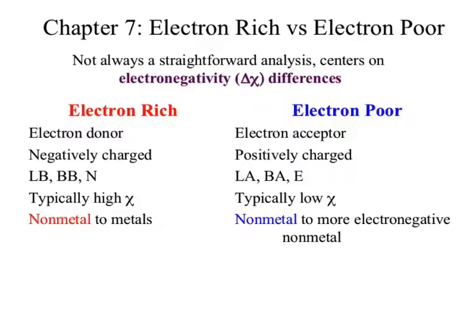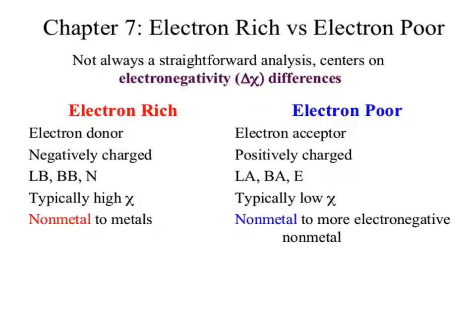We're largely looking at differences in electronegativity. If I have an electron-rich atom, it will by definition be an electron donor. Okay? What atoms are electron donors? Well, typically things that have negative charges are good electron donors. That would be your Lewis base, your Bronsted base, and your nucleophile. The electron-rich atoms are typically high in electronegativity.